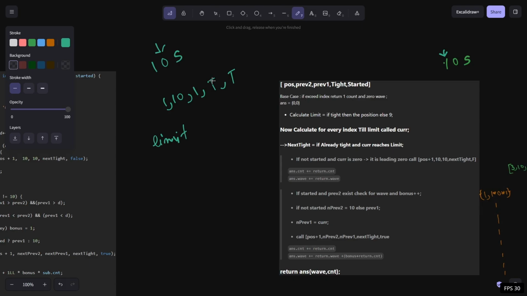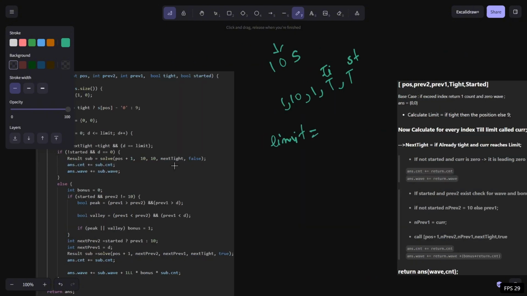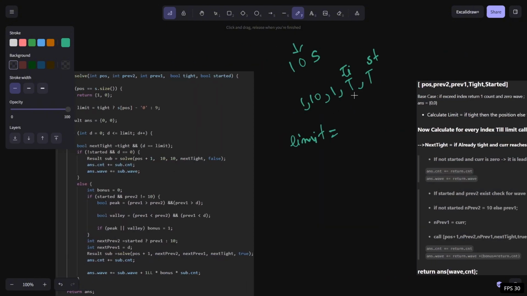We got start equal to true. First of all we have to calculate the limit. Since start is true, limit becomes the value at the current index, and the current index is 1, and the value at 1 equals 0, so limit equals 0. So d can only iterate from 0 to 0. Okay, so we are going to get only one loop, and the loop is d equal to 0.